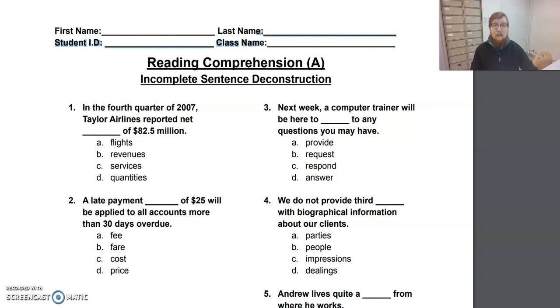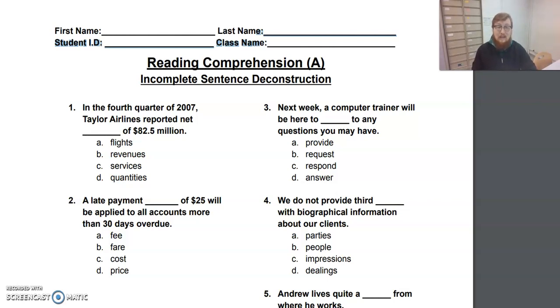So this document is set up into 5 different pages that target specific aspects of vocabulary or grammar. And instead of just grouping grammar into one big category, we're going to break that down further, right? So, example 1: in the fourth quarter of 2007, Taylor Airlines reported net blank of $82.5 million. Now, there are usually 4 options, sometimes 3, typically 4. So you have a 25% chance of getting the correct answer.